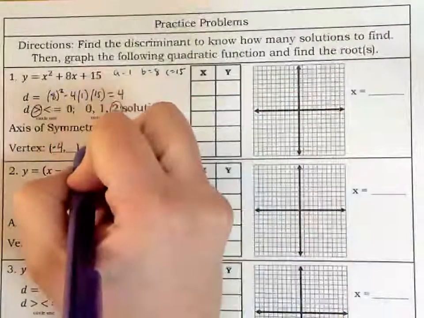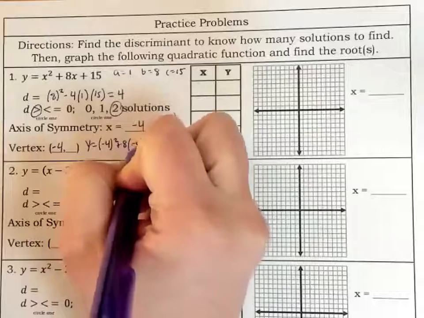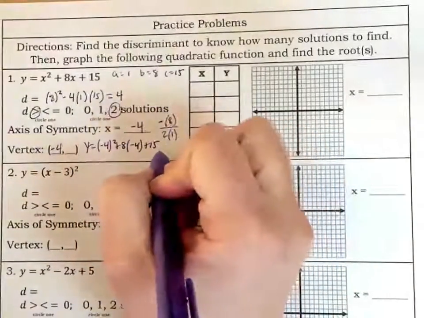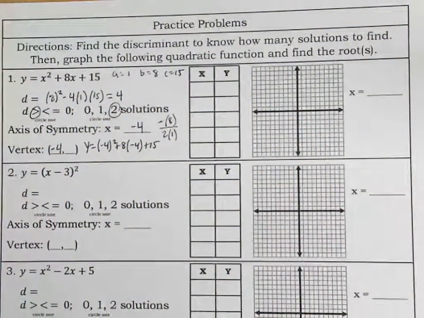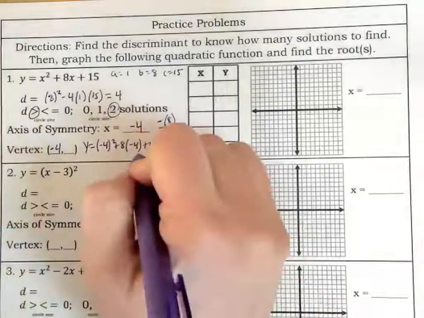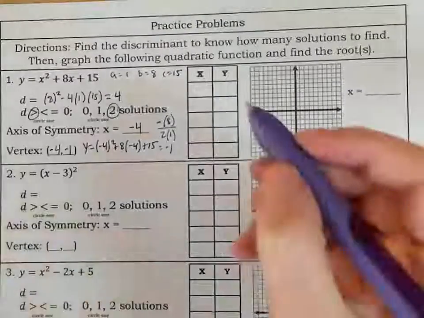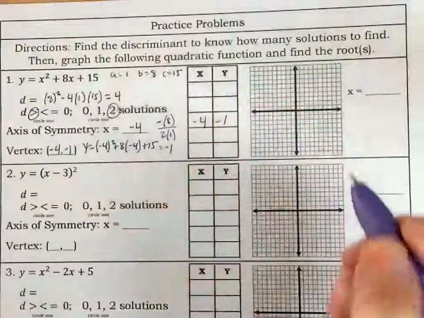So I'm going to go ahead and plug that in. I get y is equal to negative 4 squared plus 8 times negative 4 plus 15. That's going to simplify down. We're going to have negative 4 squared, which is 16, minus 32 plus 15. And that's going to simplify to negative 1. So our y value here is going to be negative 1. So our vertex goes in the middle. We have negative 4, negative 1.